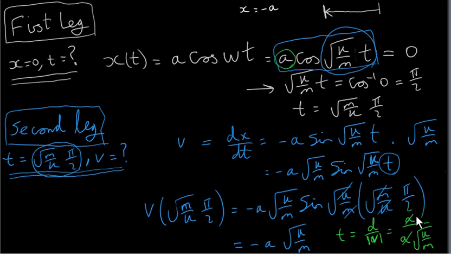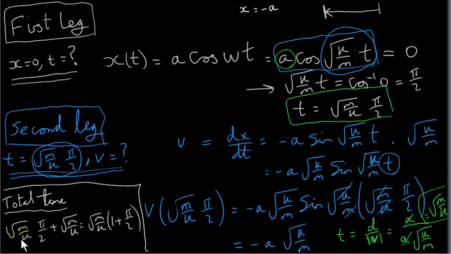And these a's cancel, so we get 1 divided by root k over m. Well, that's equal to root m over k. So that's the time taken for the last leg, or the second leg of the journey. So for the first leg, the time taken is this, and for the second leg, the time taken is root m over k, and we have to add these two times together. So we add the two times, we can factorize out root m over k, so we have root m over k into pi over 2 plus 1, or we can write it like this. This is the way it's given in the question.